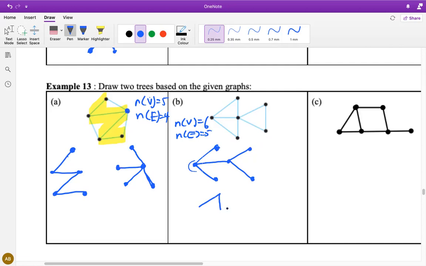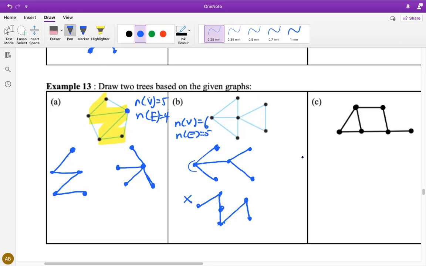Okay, so this one is a bit confusing. The book answer is like this. Okay, like this, right? So it passed through this. So I don't agree with this answer. Okay, so you can find other alternatives.